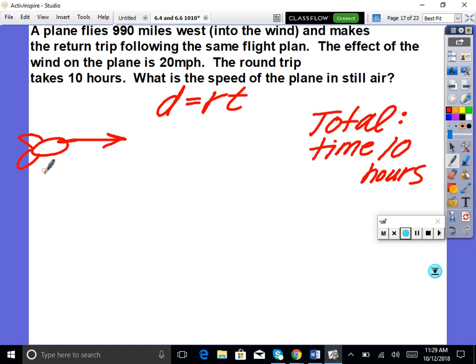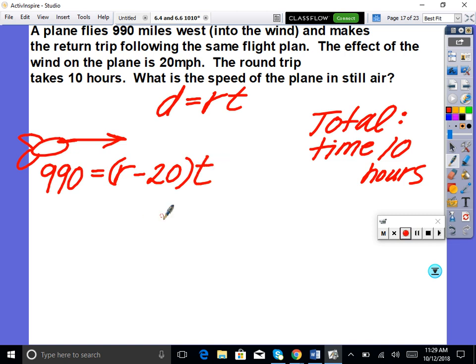What's our distance? 990. Our rate is, we don't know how fast. Think about it, guys. Here's my plane. It's flying, right? And the wind is pushing against us. So think about it. If my engine is pushing at 50 miles an hour, but the wind is pushing against my car at 20, I'm only going 30, but my engine's still pushing at 50. Does that make sense, everyone? So we'd say we don't know the rate, but we know it's the rate minus the push against the plane of the wind. So minus 20. Now we don't know the time it took to get there. We just know the total time, so we have no idea, so we'll say t.